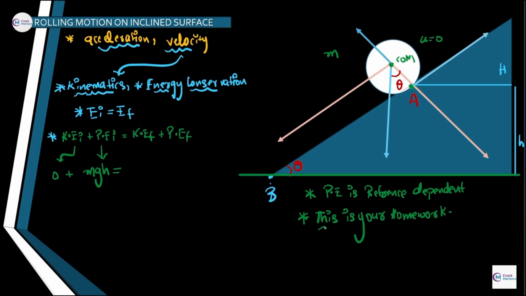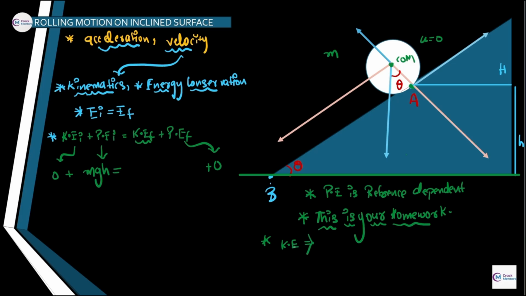Now let us talk about final potential energy. What is the final potential energy? It is 0. Why? Because the body reached the ground, so there is basically no height. It reached the reference line, and at the reference line the value of potential energy is equal to 0.